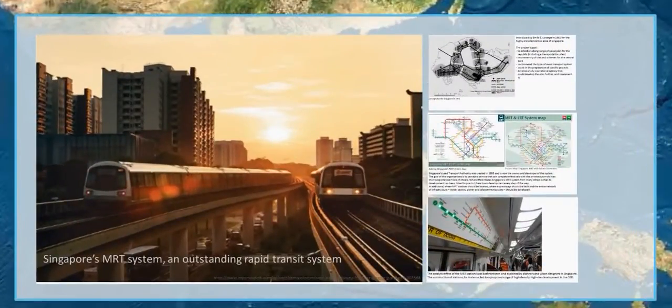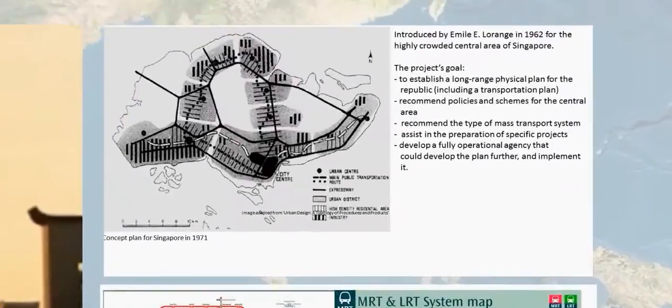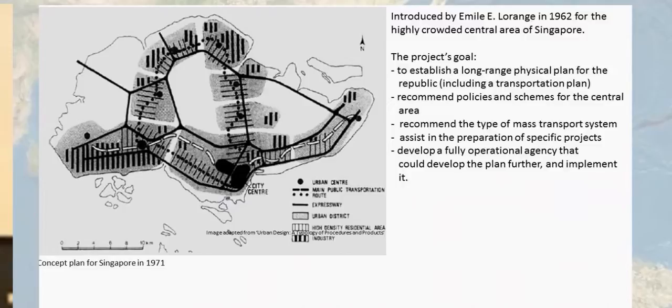Case study: Singapore's MRT system, an outstanding rapid transit system. Introduced by Emma E. Lorange in 1962 for the highly crowded central area of Singapore, the project's goals were to establish a long-range physical plan for the Republic, including a transportation plan, recommend policy and scheme for the central area, recommend the type of mass transport system, assist in the preparation of specific projects, and develop a fully operational agency that could develop the plan further and implement it.